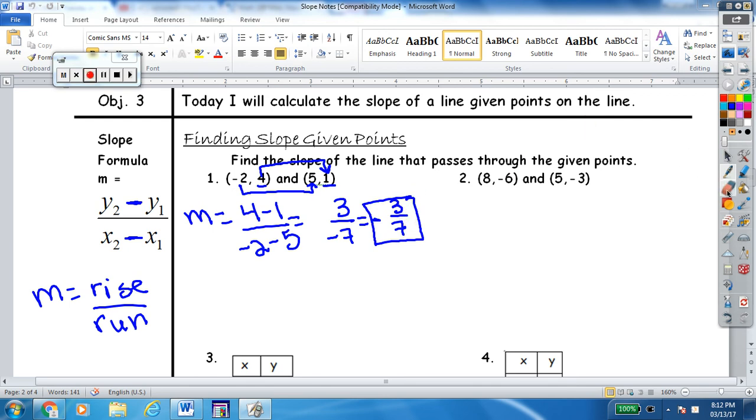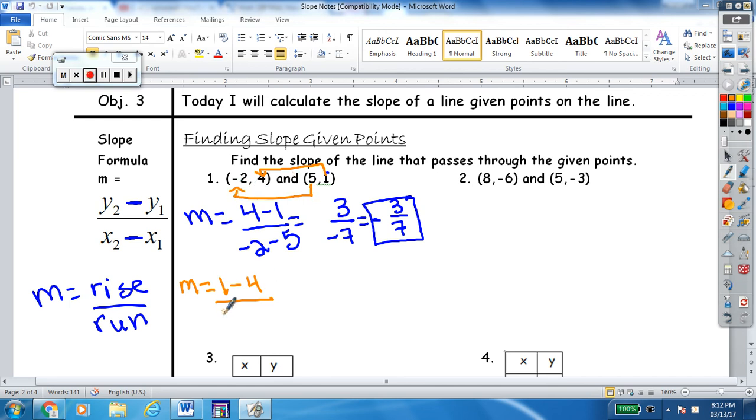Now, you might say, okay, but what if I had picked a different order? Would I get the same answer? And yes, you will. Let me show you something different. If instead of starting at 4, what if I decided to start at 1 and go to 4? Well, that's fine. If I start at 1, then I subtract 4. But that means that for the x coordinate, I now must start at 5 and subtract the -2.